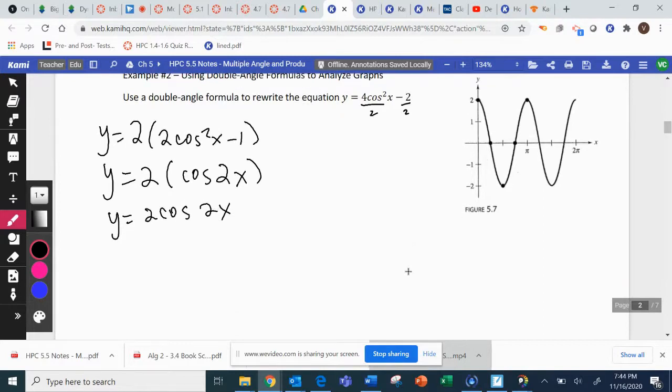Now, if we needed to graph this, we could find where the x-intercepts are. I'm sorry. We could use our amplitude to go up to, down to our sinusoidal axis in the middle, and then this right here would affect our period. They have an example of a graph, but it doesn't really say that we need to graph this equation.